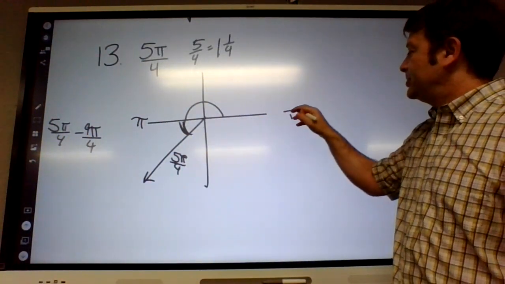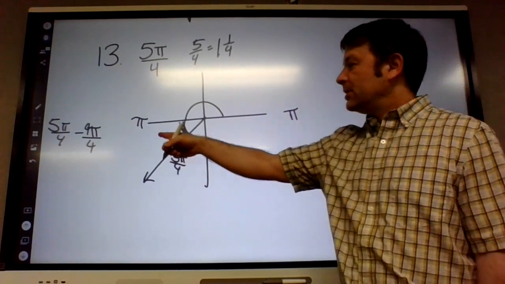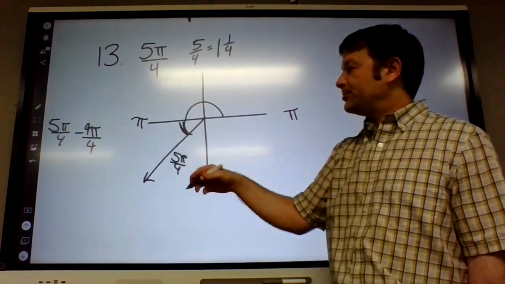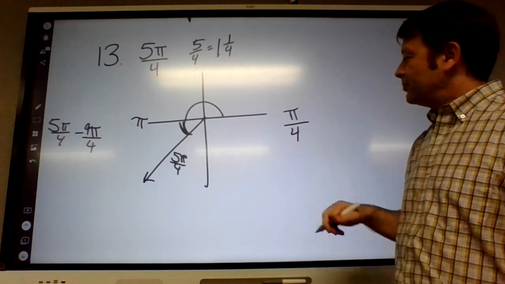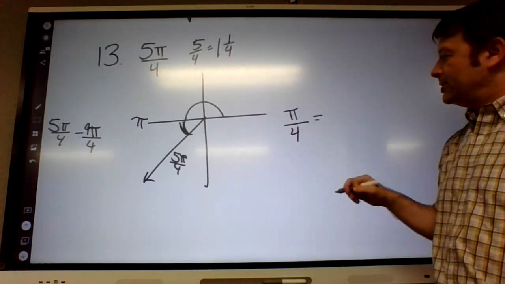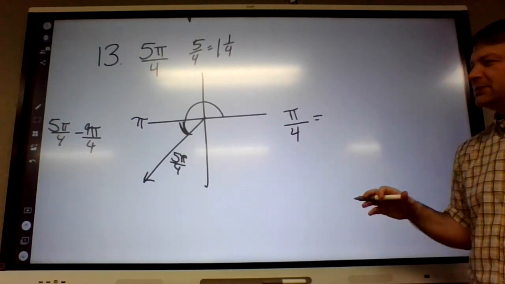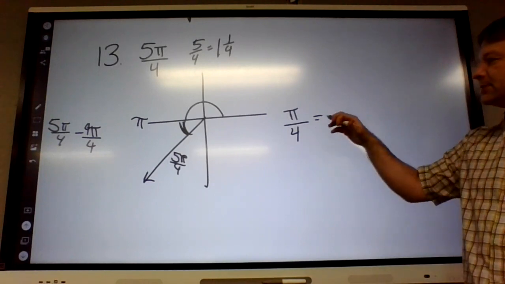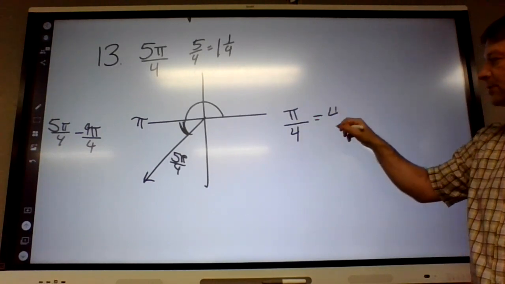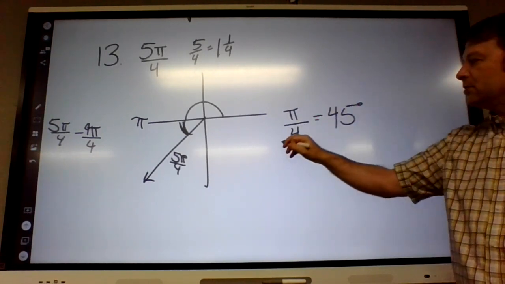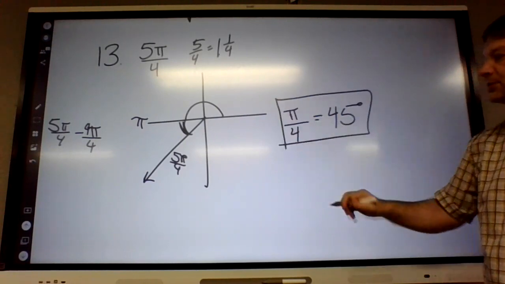To find the gap, you just subtract the difference. How far is it from there to there? 5 pi over 4 minus pi is pi over 4. And what is pi over 4 in degrees? 45 degrees. 180 divided by 4, 45 degrees.